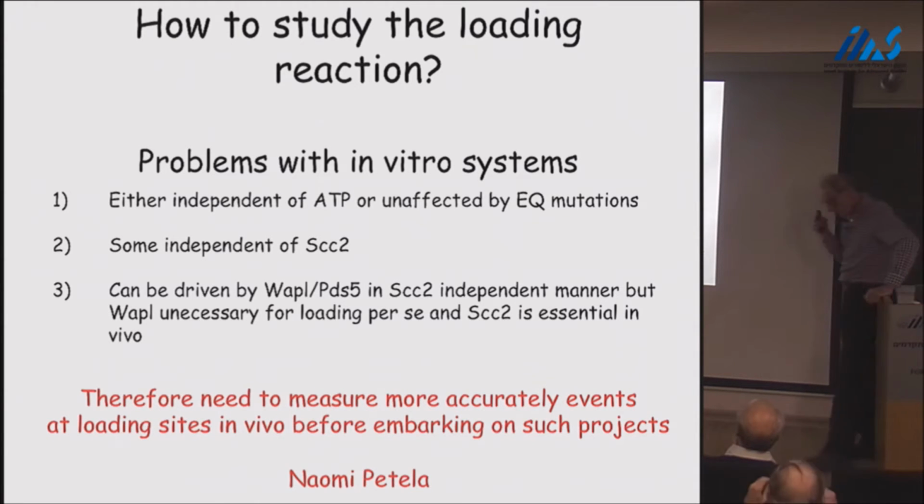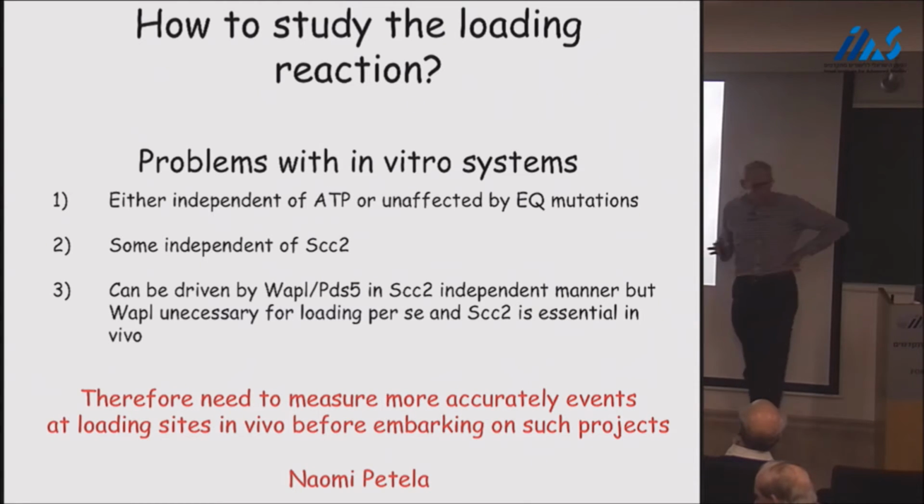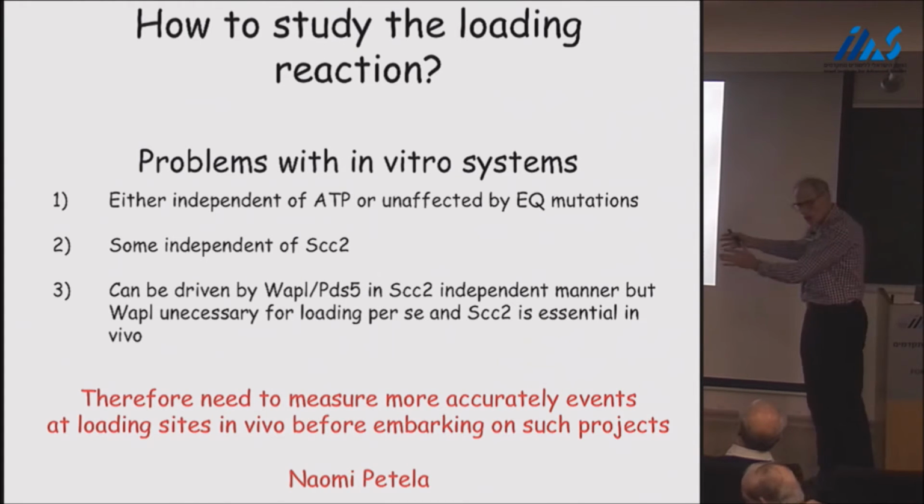Now, I want to move on to something that should be simpler, which is the loading reaction. Let's forget about what's happening in replication. So how does cohesin get onto chromosomes? What's actually going on? And people have started to do a lot of this with in vitro systems, but there are some problems with the in vitro systems. This harks back to what Avram was saying, the key thing about an in vitro system is it must replicate what's going on in vivo.